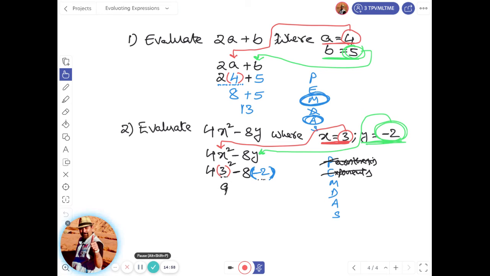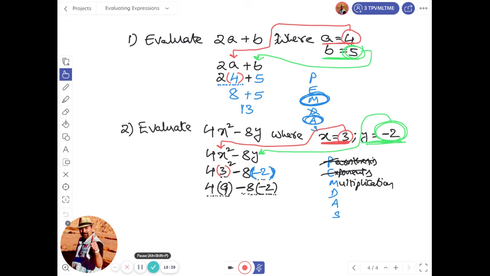So once you are done with the exponent, you write the result and copy the rest of the things, like 4 parenthesis 9, subtract 8 times negative 2. Then the next one is M, which stands for multiplication. I see that there are two multiplications, because 4 times 9 is here, and again negative 8 parenthesis, negative 2. Therefore, they have two multiplications out there.